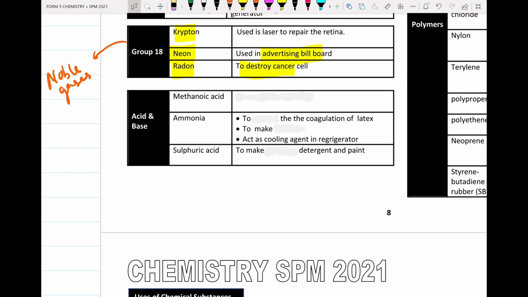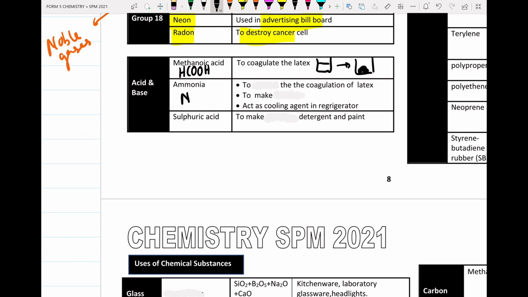All right, so we move on to the next one, methanoic acid. The formula of methanoic acid, HCOOH, is a weak acid, used in coagulation of latex to turn the latex in liquid form into solid form. Ammonia, the formula of ammonia, NH3. This ammonia exists as molecules and is used to prevent the coagulation of latex. It will maintain the latex in liquid form. It's also used to make fertilizer and act as cooling agent in refrigerators.